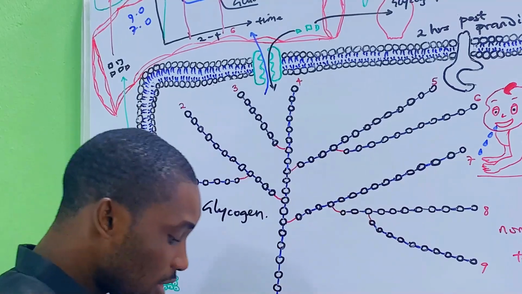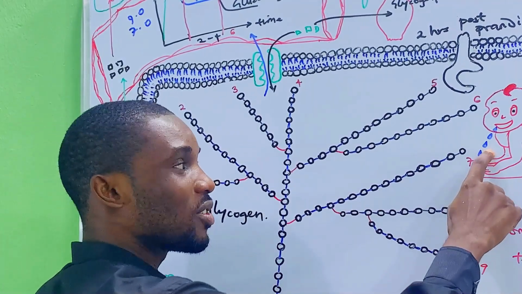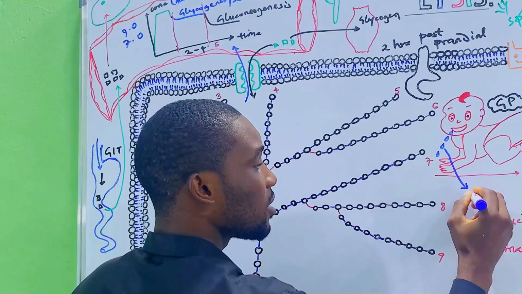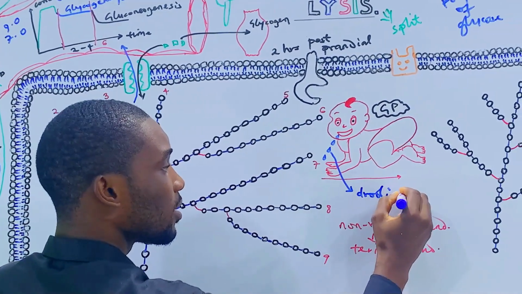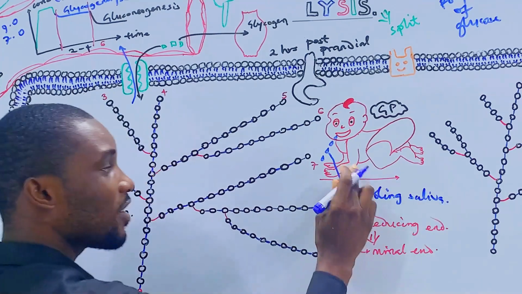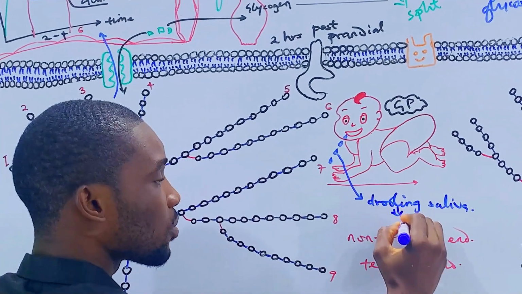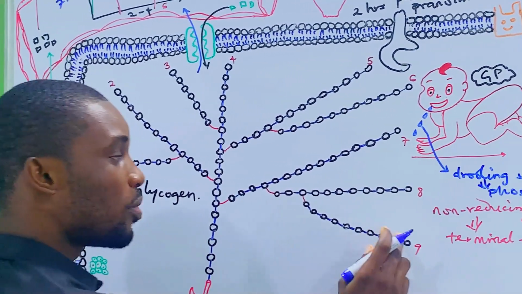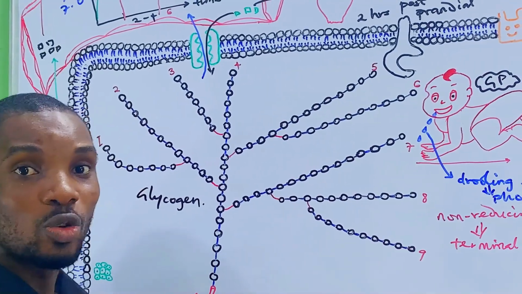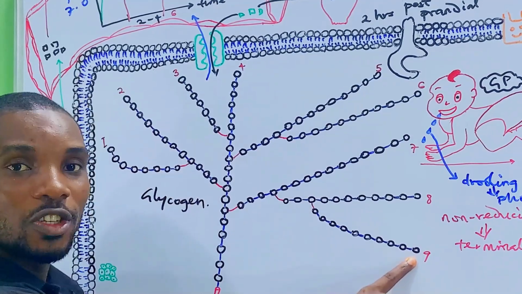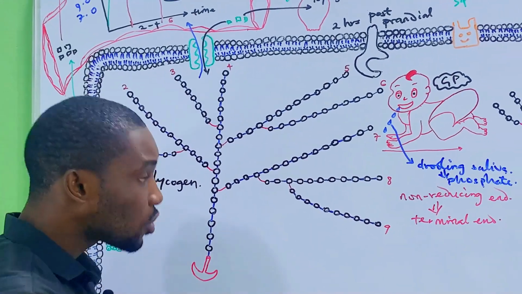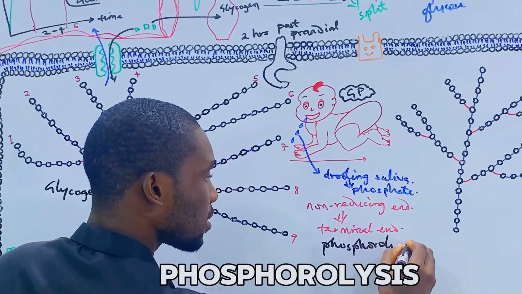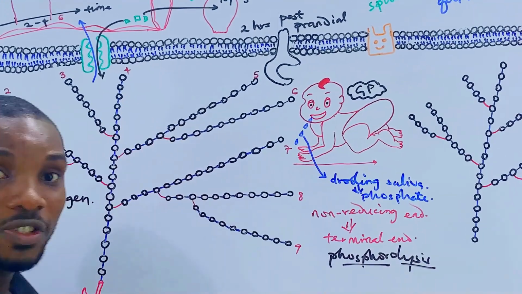All right. Now, how does he do that? He has this saliva. You can notice babies drool a lot, right? So this would represent our drooling saliva. So baby GP is drooling saliva, and the saliva represents our phosphate. This is the phosphate that is used to break the bond in order to release glucose, okay? Now, when phosphate is used to break a bond, it is called phosphorylases. That's lysis using a phosphate.